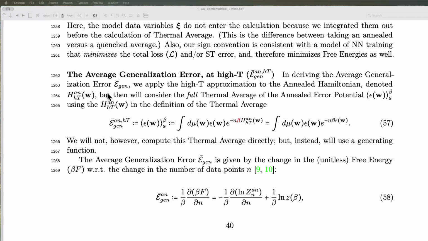In deriving the average generalization error, we apply the high temperature approximation to the Hamiltonian to denote H_A&T, but then we'll consider the full thermal average of the annealed potential using H_A&T as the definition. So we have E_H_A&T general is this average. This should be that in 57. That S should be a W.